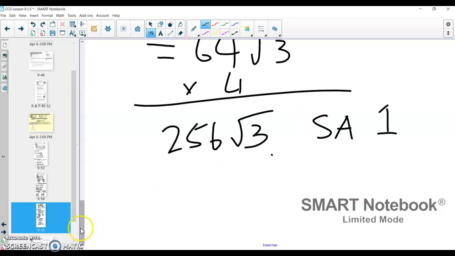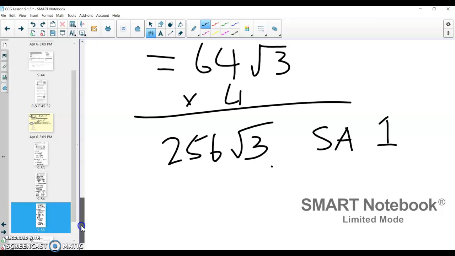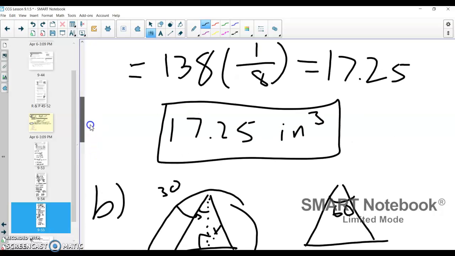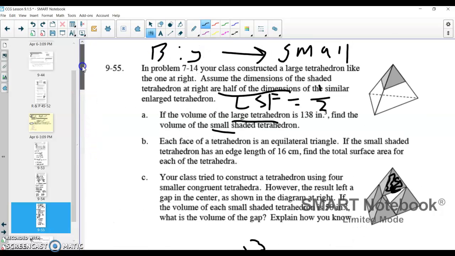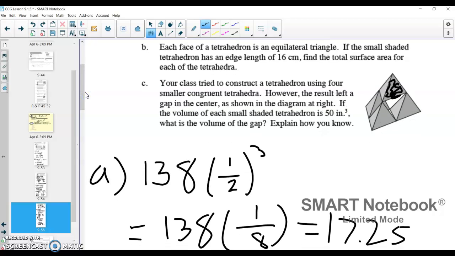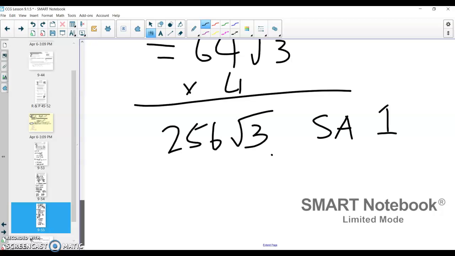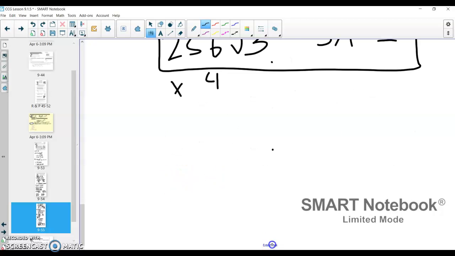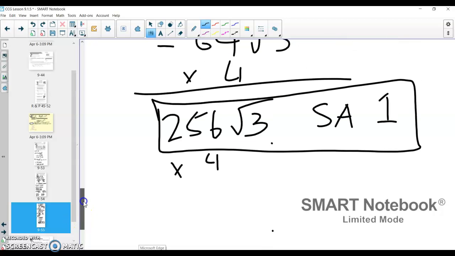And like I said, I'm kind of confused by this problem, so I want to say that's one of my answers, 256 square root of 3, the surface area of just one. But I also want to figure out the surface area of this whole shape. I know the surface area of this one right here. Well, the whole shape is made up of 1, 2, 3, 4 of them. And so I'm going to take my 256 square root of 3, my answer for just one, and multiply that by 4 because there are 4 of those shapes, and I'm going to have the surface area of the entire large tetrahedron.